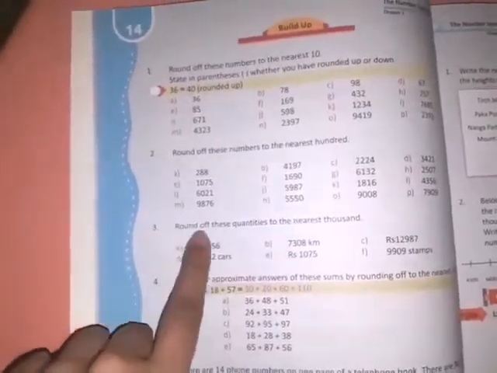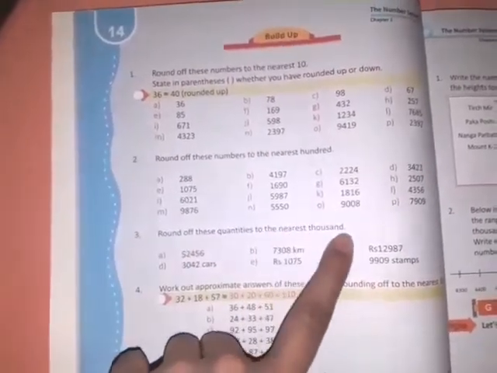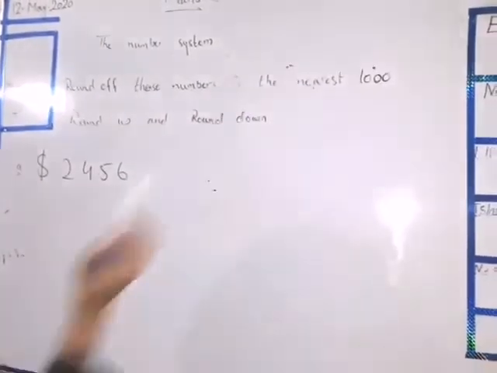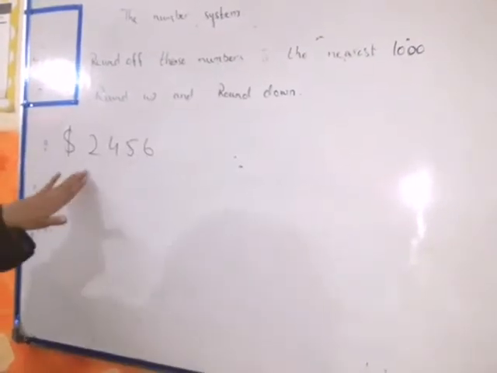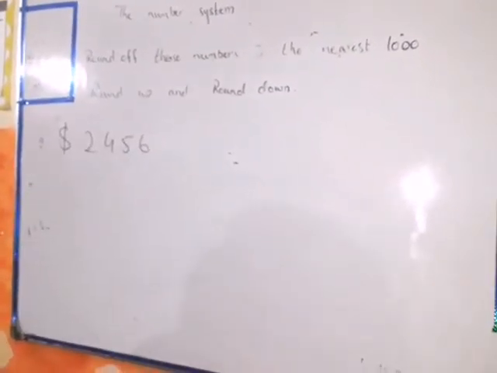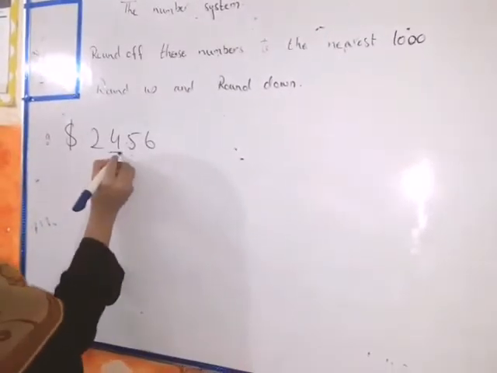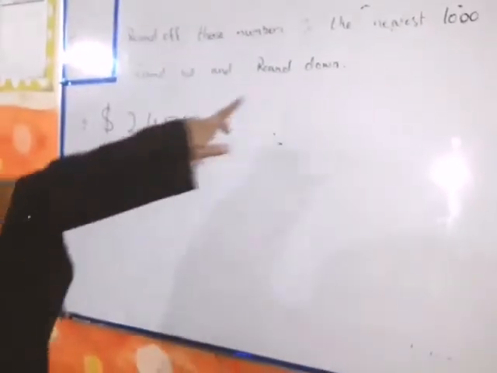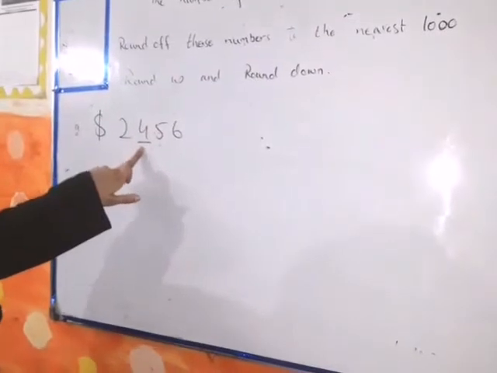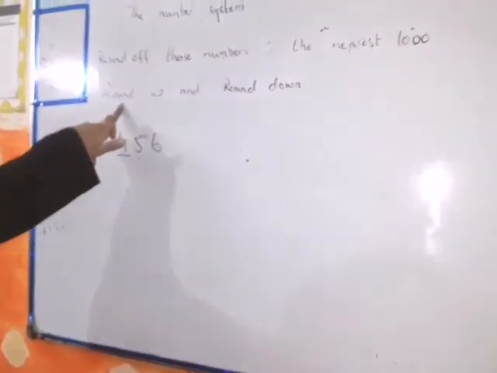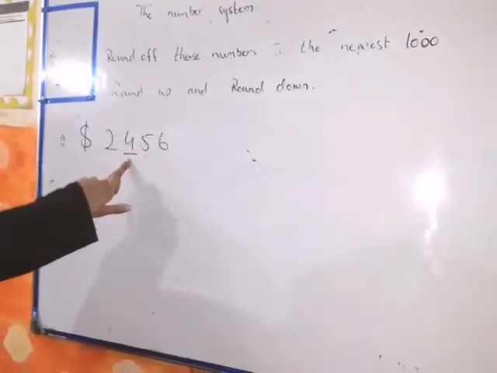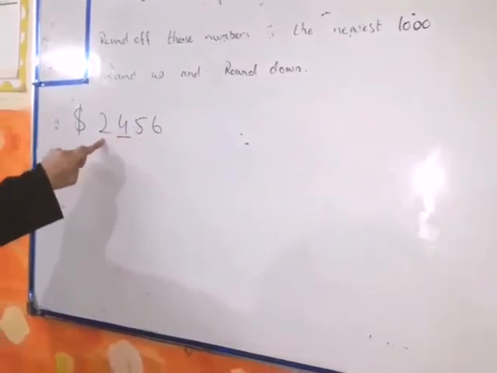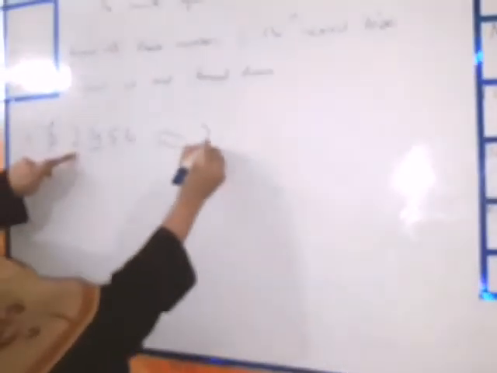Now part C, round off these quantities to the nearest 1000. Now we have to find the nearest 1000. So how will we find it? We will check the hundreds digit. If it is less than 5, we will round down. If the hundreds digit is greater than 5, then it will be a round up. So the digit 4 is less than 5, so it will be a round down. Round down means the answer is 2000.